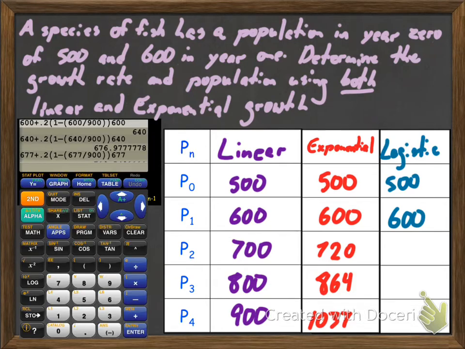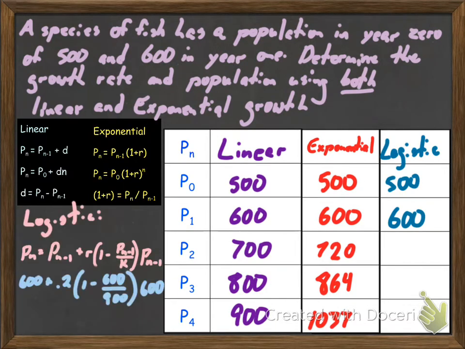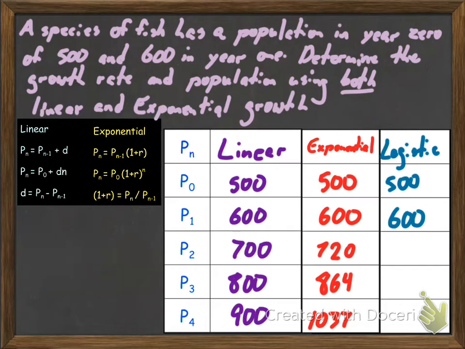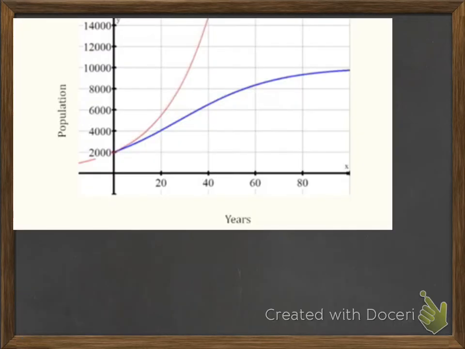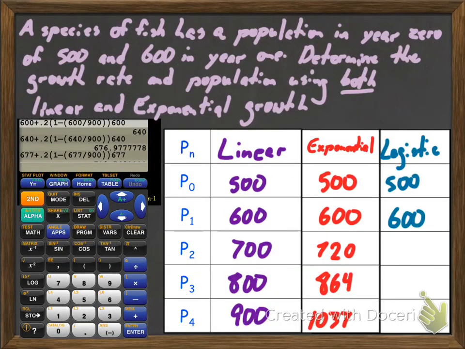So if we're starting in year 1 at 600, and we know this is a 20% growth rate, what's going to happen is I'm going to multiply this 20%. So we have the 600, that's our 100%, plus 20%, but that's going to get reduced by this factor here: 1 minus this fraction of 600 divided by 900, times the 600. So we can plug that into our calculators, and what you're going to see is this. Year 2 is going to be 640. So let's go ahead and write that in there.